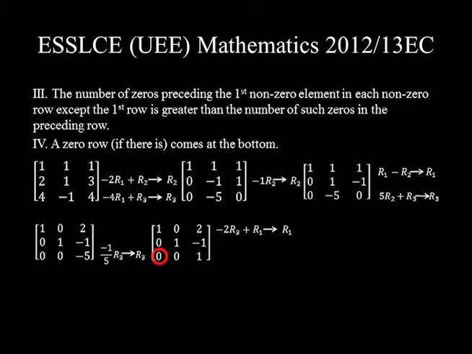-2 times 0 is 0, plus 1 is 1. -2 times 0 is 0, plus 0 is 0. -2 times 1 is -2, plus 2 is 0.